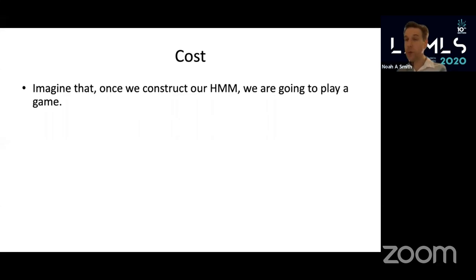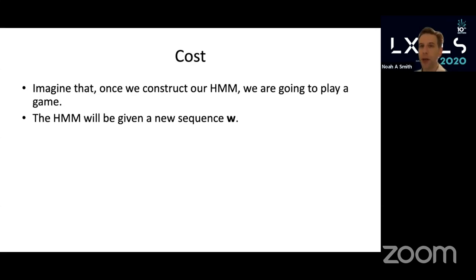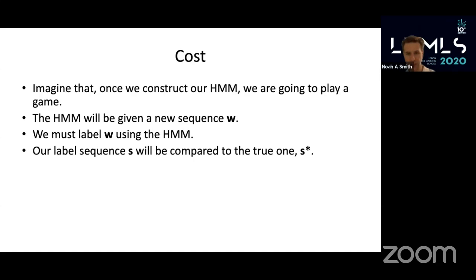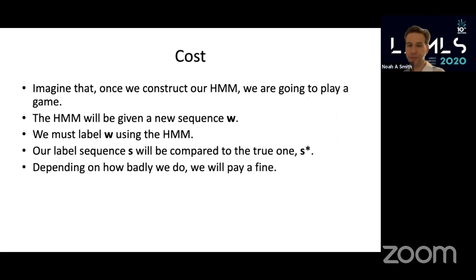So in order to do this, we have to introduce a new notion that we're going to call cost. Imagine that once we've constructed our HMM, we're going to play a game. Here's how the game will work. The HMM will be given a new word sequence, W, and it's going to be used to label the sequence. I'm not going to say which algorithm to use. I'm just going to say the goal is to label the sequence. And then after that's done, the hypothesized, guessed label sequence S is going to be compared to the true correct one, S star. This is kind of like what happens when we test our model, right? We see what the model says, and then we ask, how does this compare with the gold standard?